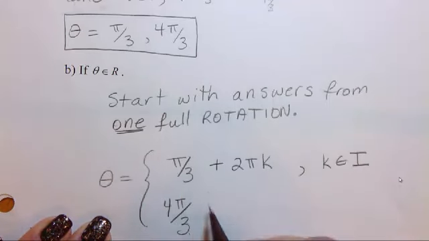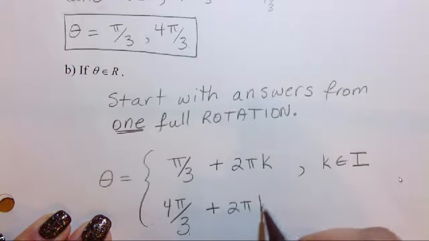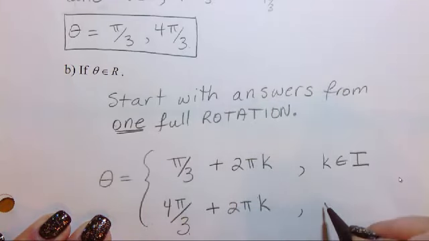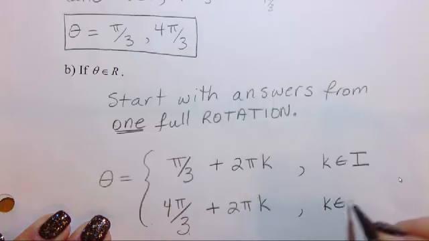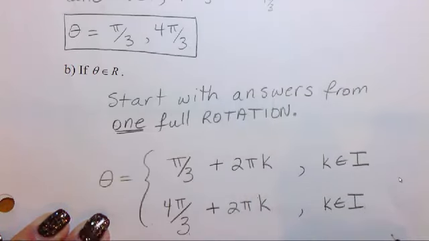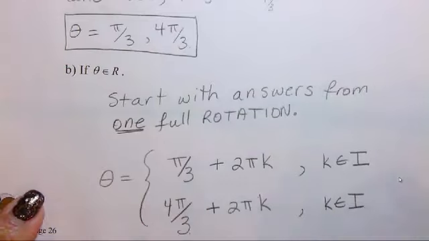Now here, 4π/3, same idea. I'm starting there, so I go 2πk rotations, and I can go in either positive or negative directions, including 0. So that's why I choose integers.